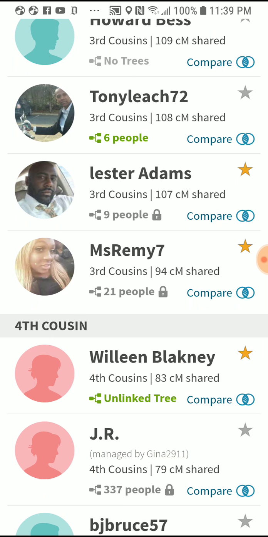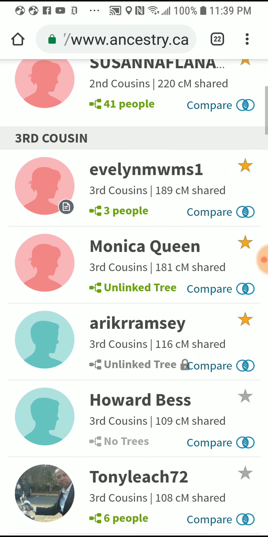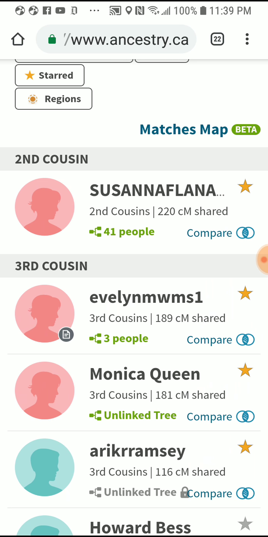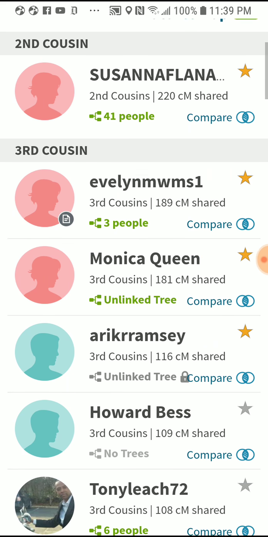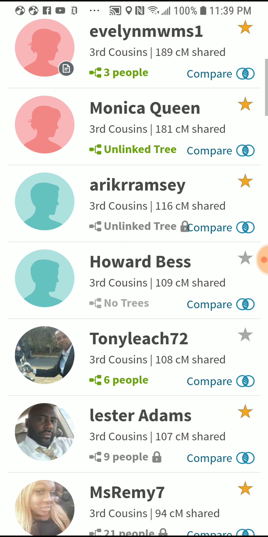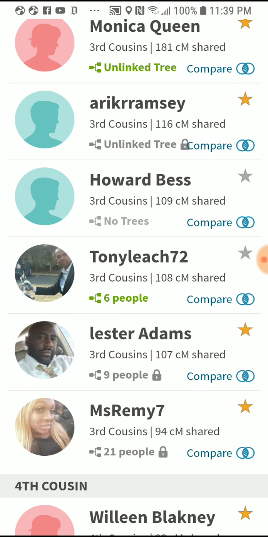So again, to make a long story short, try to get to know as many as you can because it will help you in the long run to narrow your selections down. And if the individuals have trees, well, check out the surnames. You may recognize a surname. If it's your surname, click it, and that will help you as well.